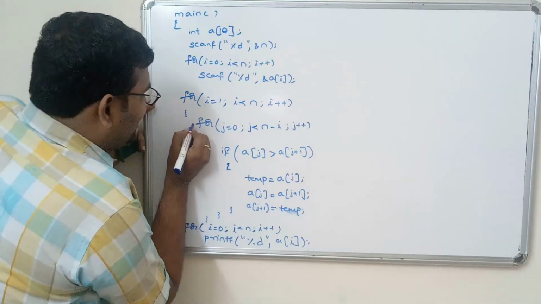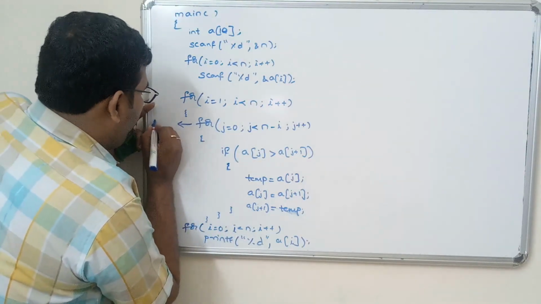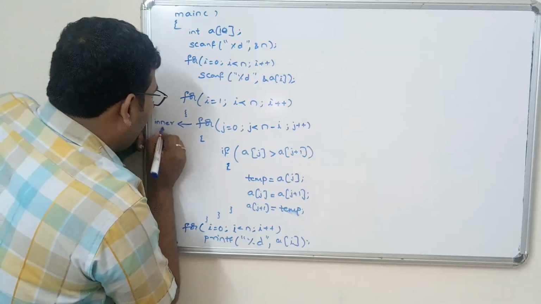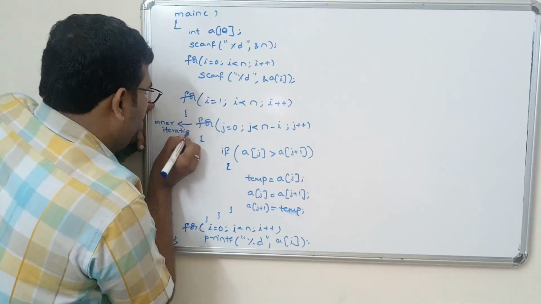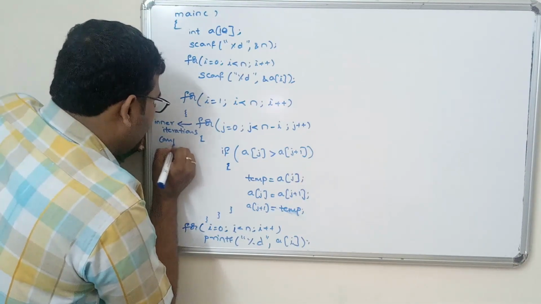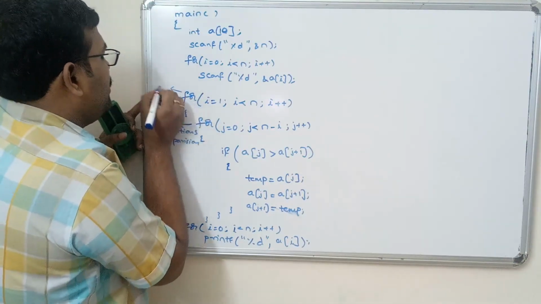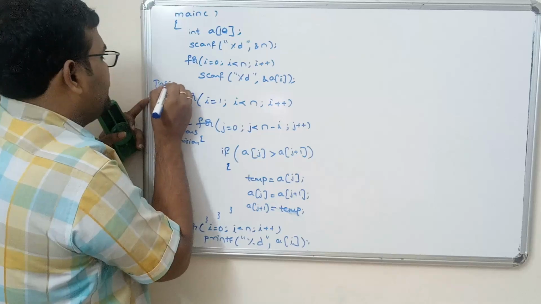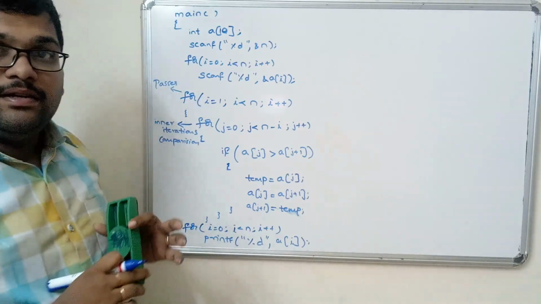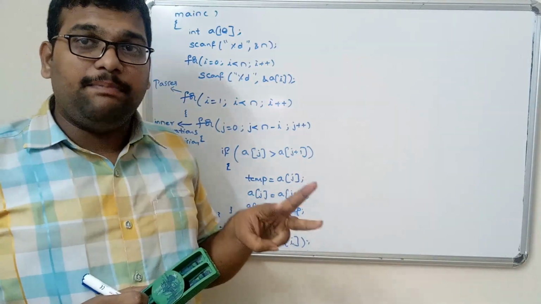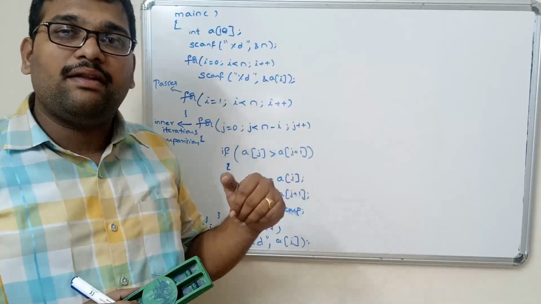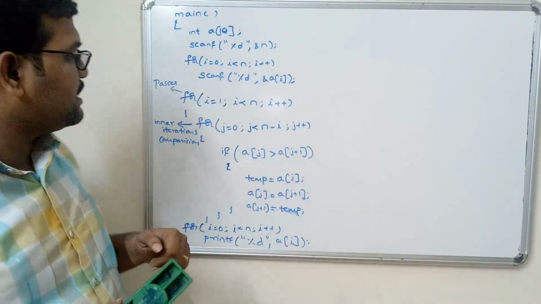So this is for inner iterations or for comparisons. This is for passes, number of passes. So if n is equal to 4, we require 3 passes. If n is equal to 5, we require 4 passes, n minus 1 passes.